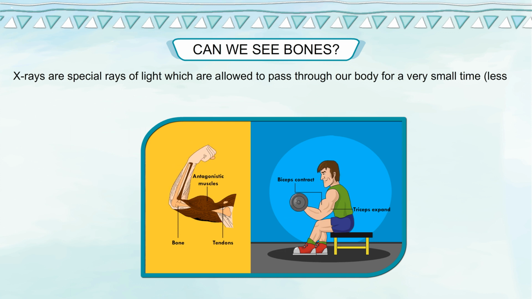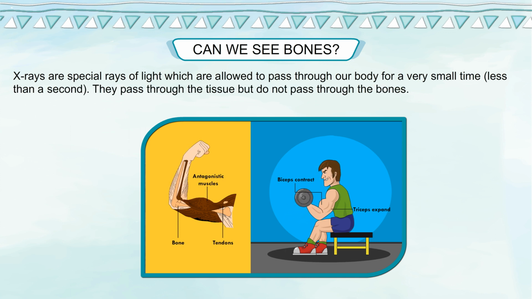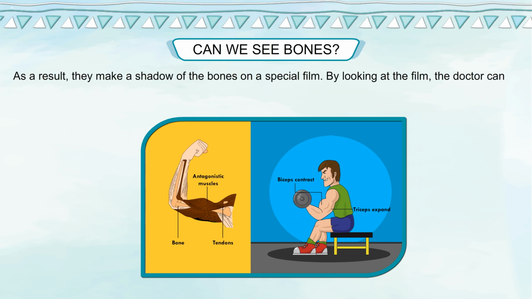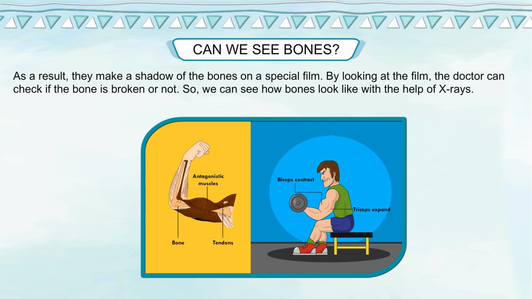X-rays are special rays of light which are allowed to pass through our body for a very small time, less than a second. They pass through the tissue but do not pass through the bones. As a result, they make a shadow of the bones on a special film. By looking at the film, the doctor can check if the bone is broken or not. So we can see how bones look like with the help of X-rays.